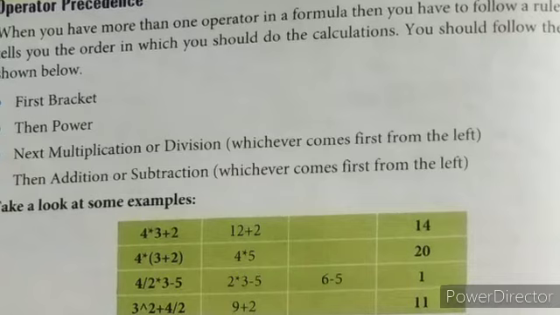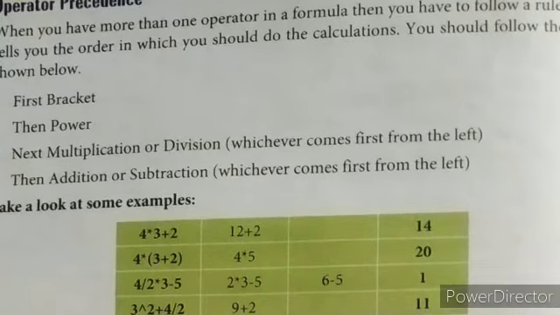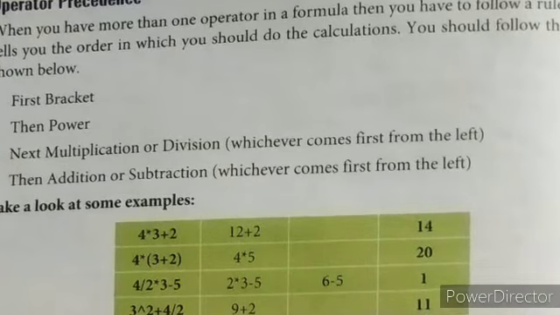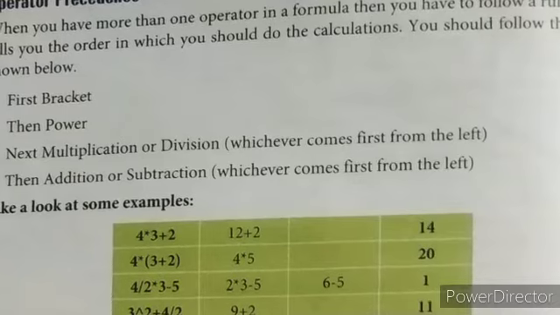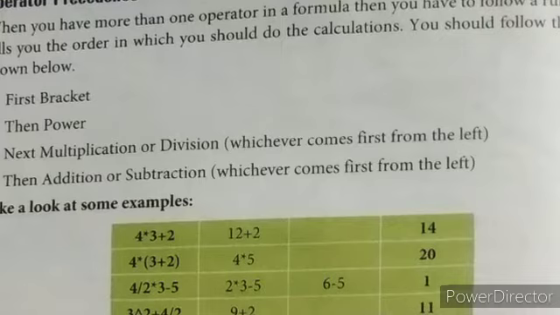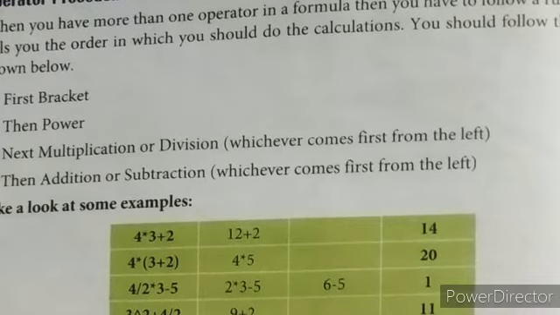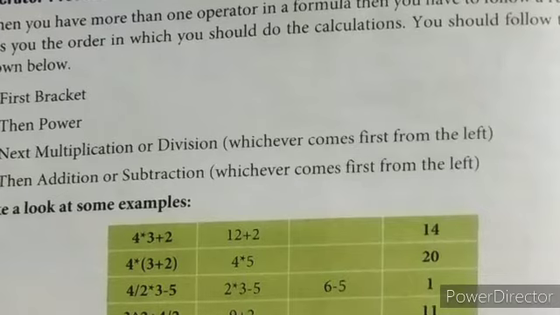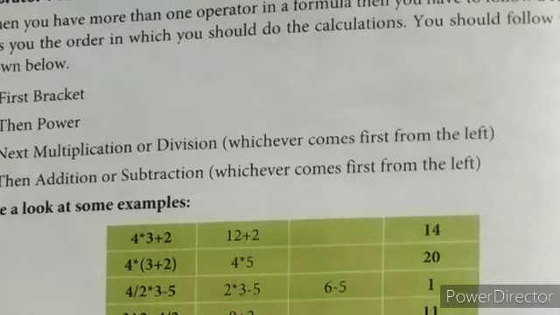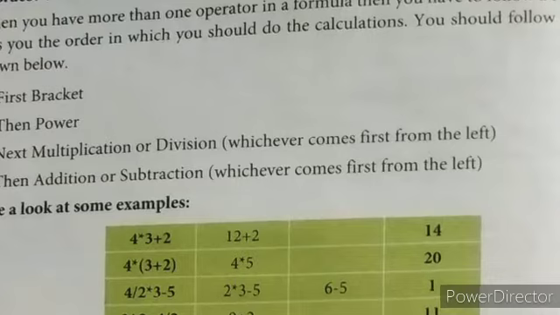Now the next expression, 4 multiply, then bracket 3 plus 2. Now the bracket will be solved first, so 3 plus 2 is 5, and after that we will multiply it with 4. The answer will be 20. So students, try these steps using the BEDMAS rule: bracket, exponent, division, multiplication, addition and subtraction.